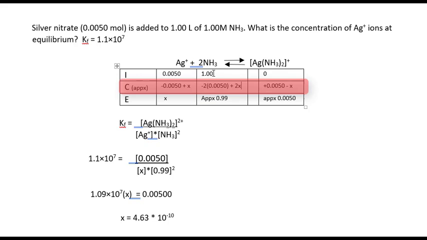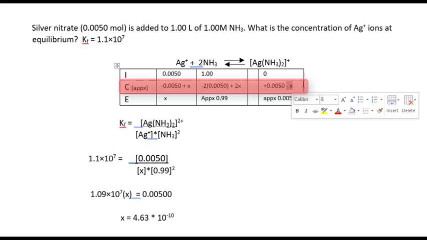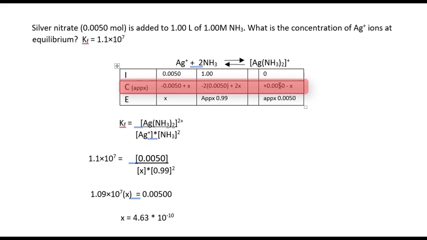Okay, on the product side, we're going to form quite a bit of the complex. So we could initially assume that will form 0.005 molar. But then we also need to think about the tiny amount of loss that we're going to have due to equilibrium establishment. We lose some amount of the complex, and we're going to represent it as x because of the 1:1 stoichiometry between the silver and the silver ammonia complex.